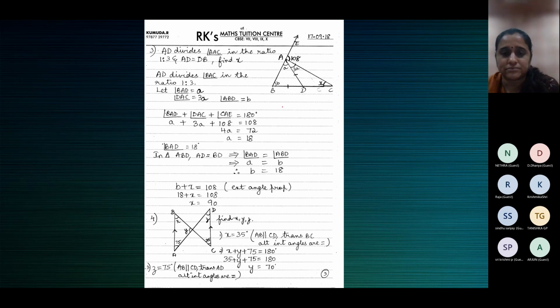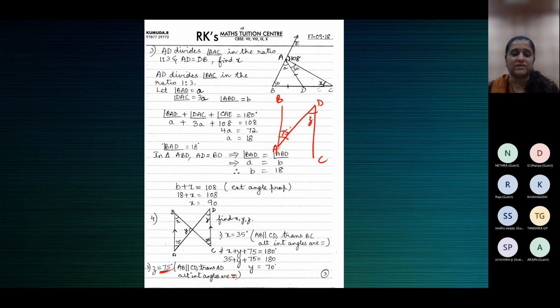So parallel line, transversal, parallel line. 75, Z. Alternate interior angles are equal. Only when you draw this figure, you can write the parallel lines and transversal, children. So this is B, this is A, this is D, this is C. And there's Z here and there's 75 here. So Z is equal to 75. Alternate interior angles are equal.